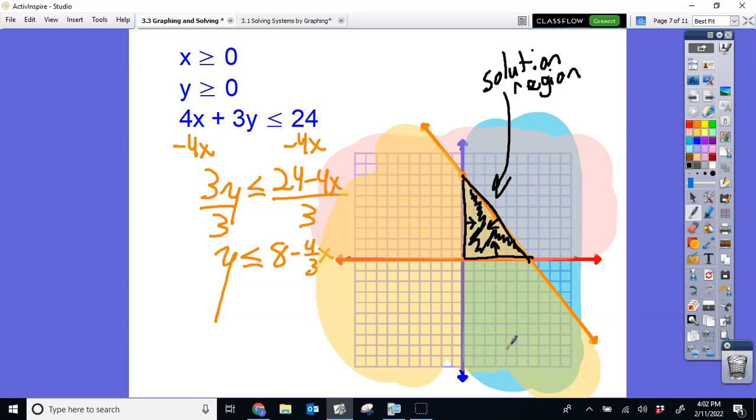In the next part of the chapter, we're going to look at solving them with methods other than graphing. Because I know everybody's favorite thing is graphing, right?